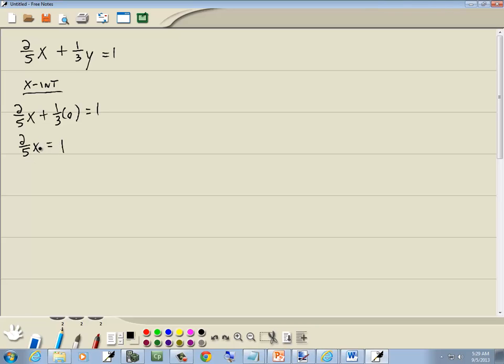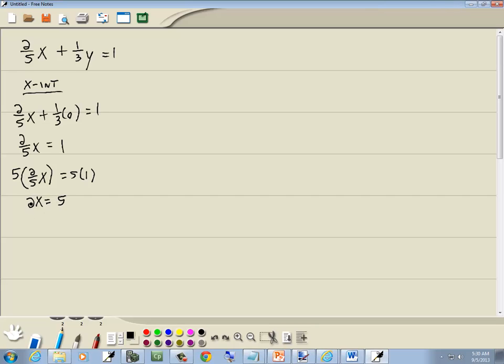First step, get rid of parentheses, don't have any. Second step, get rid of fractions. Multiply everything by the LCM of all your denominators. We only have one denominator, the 5, so that is our LCM. So multiply both sides by 5. We'll multiply the 2/5 x by 5, and we'll multiply the 1 by 5. The 5's cancel there. We've got 2x is equal to 5 times 1, which is 5.